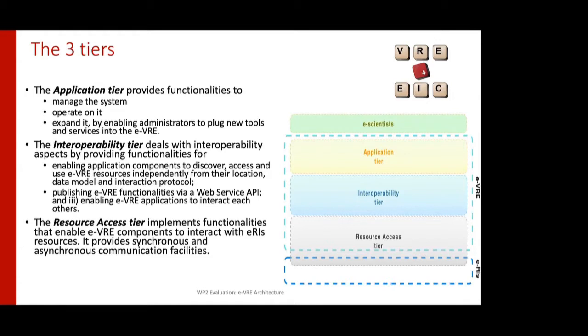And then also we have to see how to make all these things machine readable, machine interactable. So that's the interoperability tier. And more important, of course, we have to solve how to interface the low level providers, who provide data content, software tools, and software services. That's what we call the resource access tier. We have to implement the functionalities that enable the interaction with the resource providers, with certain service level agreements, resource management, software deployment, etc.